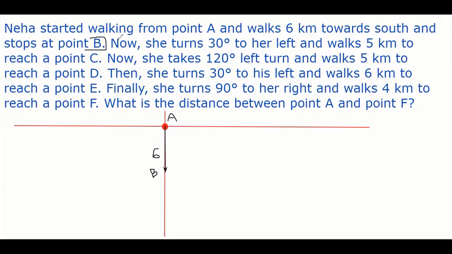Now she turns 30 degrees to her left and walks 5 kilometers to reach a point C towards northeast. Very important. So toward left means this way, right? Not this way, correct? Northeast. 30 degrees would be this or this. This is 90, right? This is 45. 30 will be something like this.